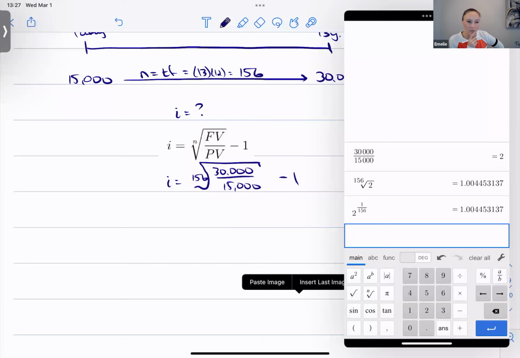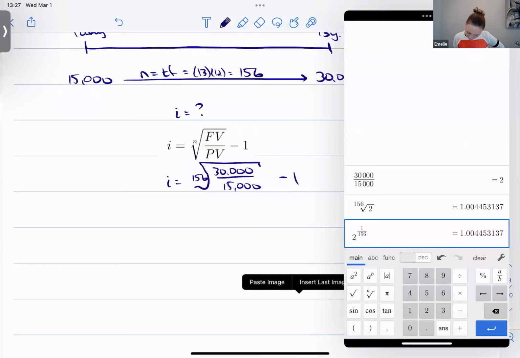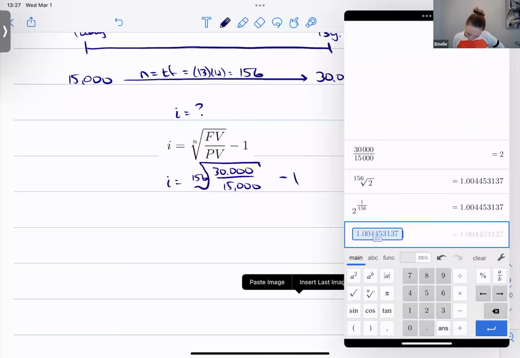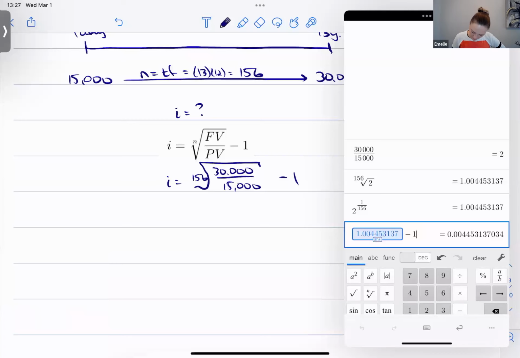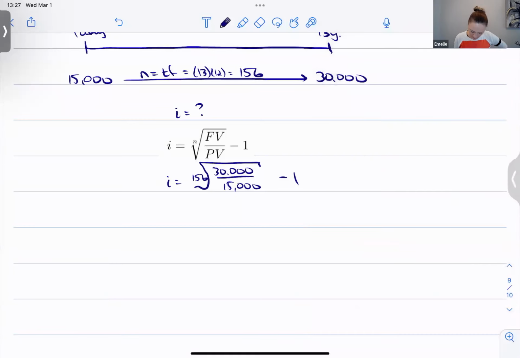I've taken the 156th root. Now I just need to subtract 1. Answer minus 1. Now I can screenshot this.